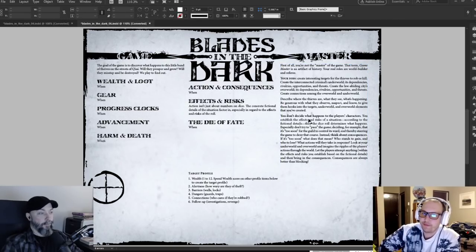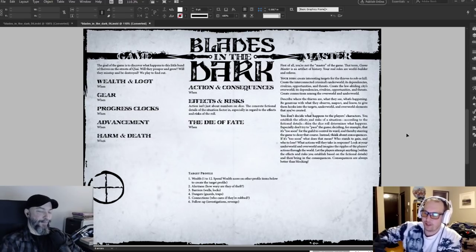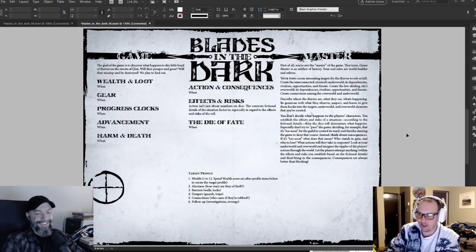You don't decide what happens to the player's characters. You establish the effects and risks of a situation, then the dice roll determines what happens. That's a really helpful way to frame things to someone: your job isn't to decide their fate, it's to be the oracle, like the fortune teller with the tarot cards. They're feeding you stuff, and then you need to interpret it.